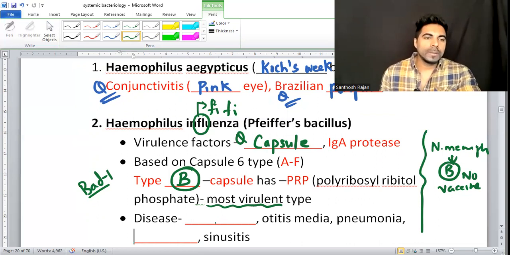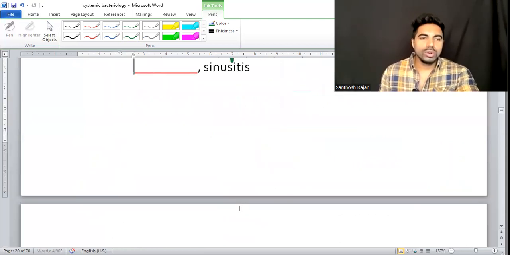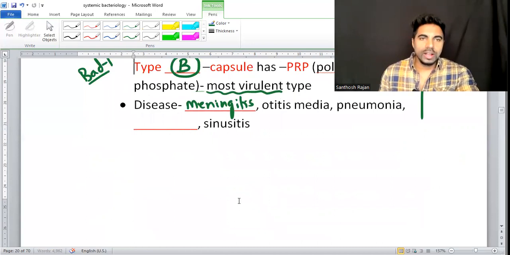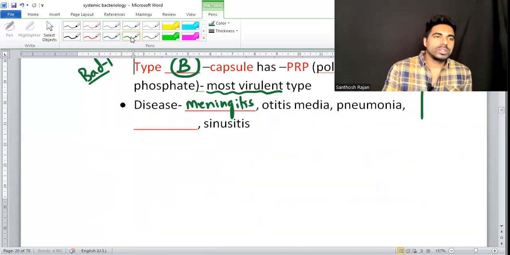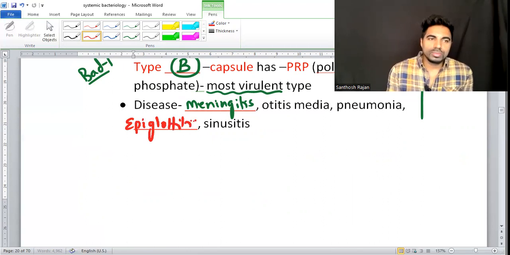So B has a lot of role, remember B is important. Okay, in the most virulent type, what diseases does it cause? As we talk about meningitis, one of the common causes of meningitis is H. influenzae, and it also causes otitis media, pneumonia, and what else? One more important disease, thumbprint, that is epiglottitis. Epiglottitis, don't forget, it is an ENT question, okay?